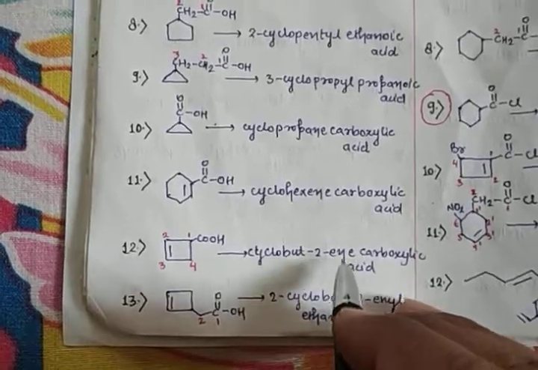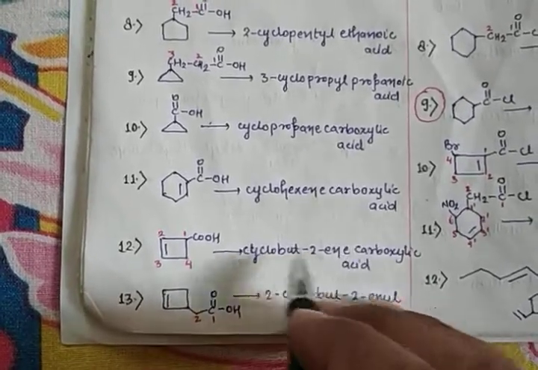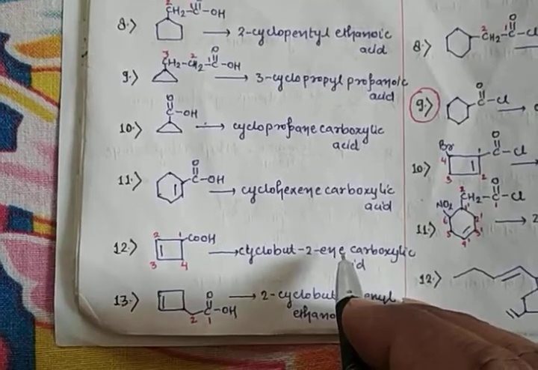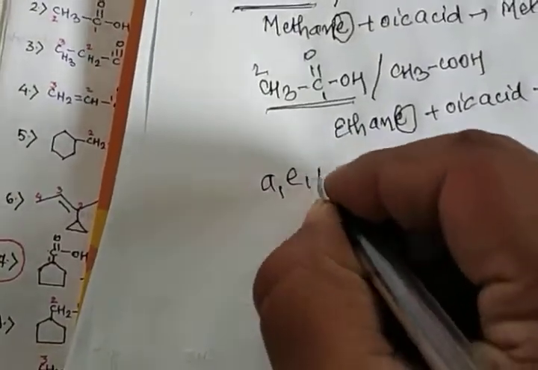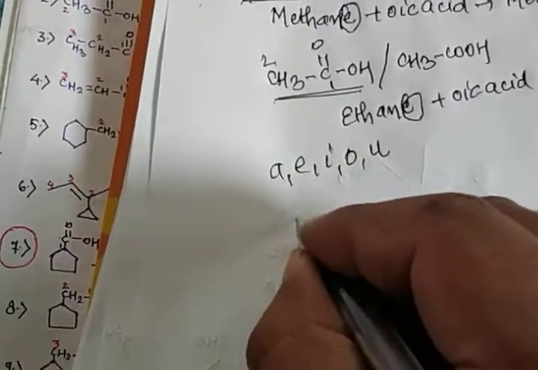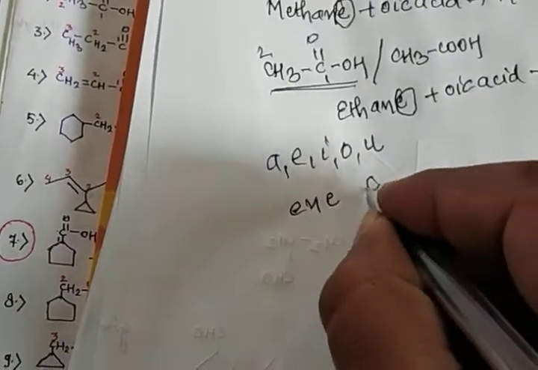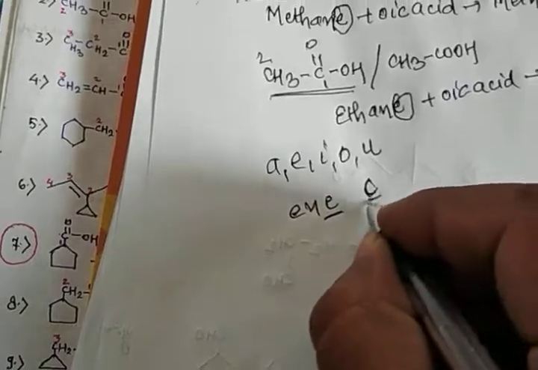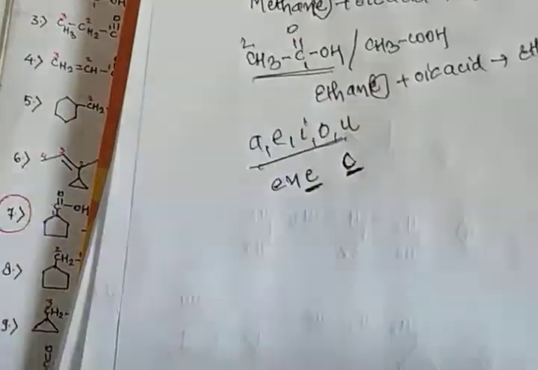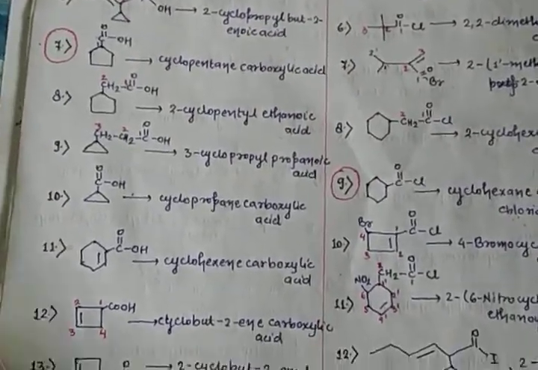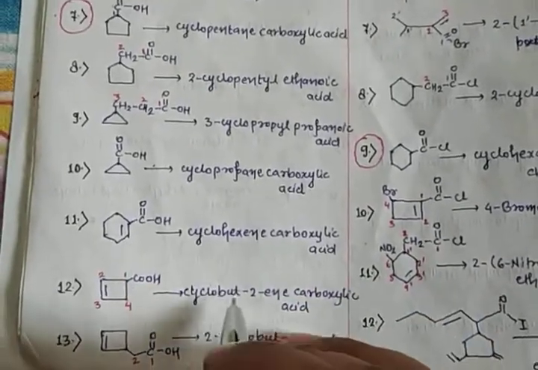This is also cyclobutene, and there is an ene. Why? Now listen very carefully. The AEIOU concept you know very well. So there is an ene, and next there is a carbon. So E is not replaced by C, because there is no C. So E does not get replaced with carbon. So just write the full name of ene. So it is cyclobutene carboxylic acid. Clear?